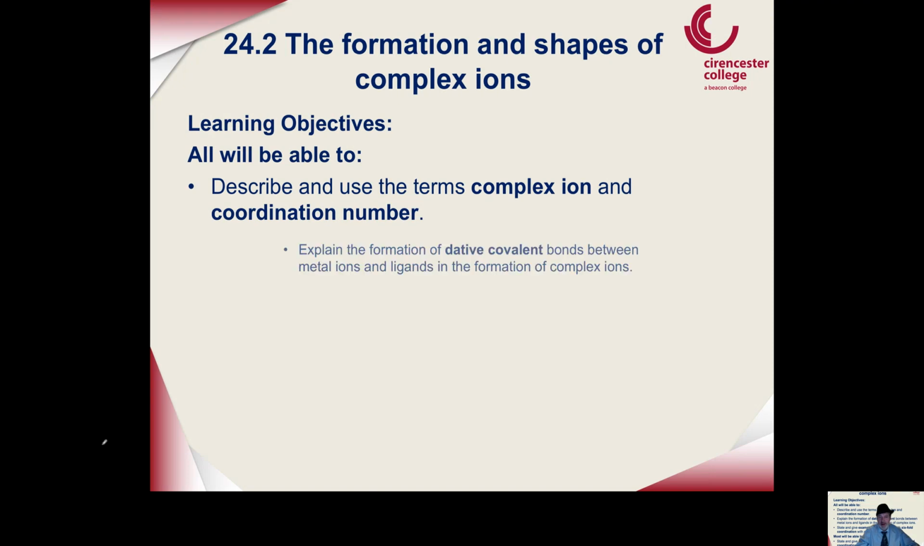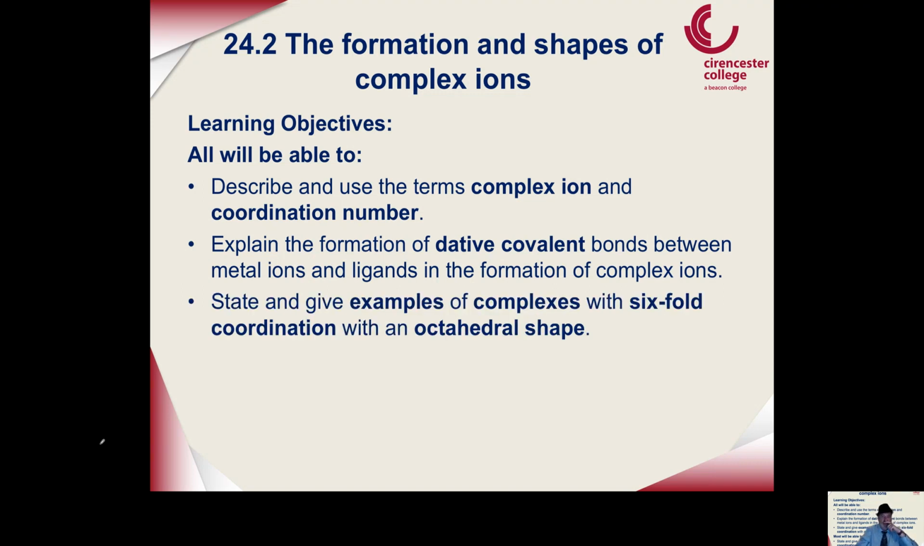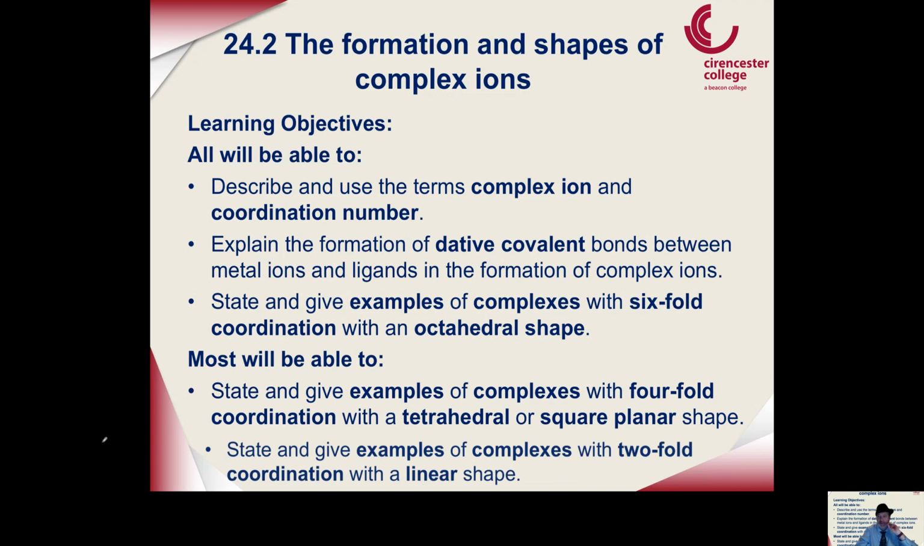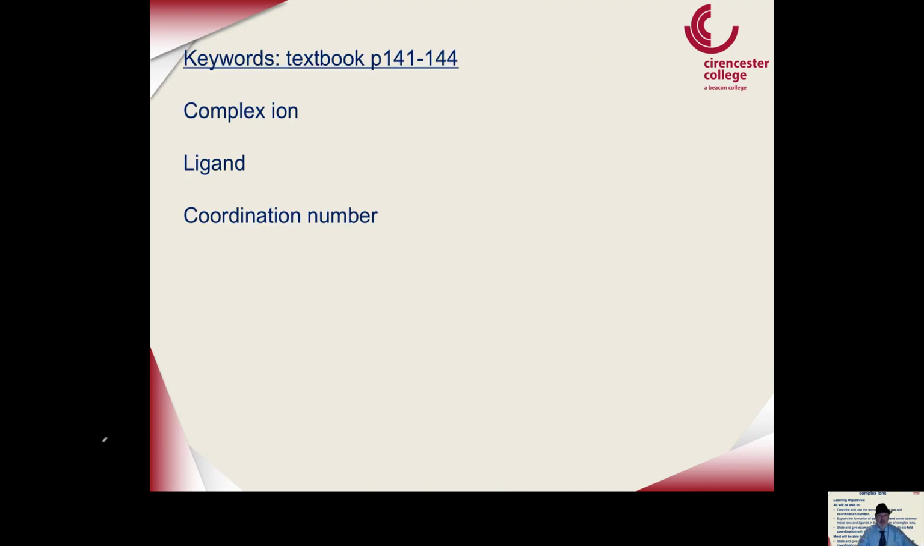Okay, so this is our aim today, to look at the idea of a complex ion. This has quite a few new terms here. So we've got complex ion, coordination number, dative covalence you should be aware of, and we have these complexes, which are complex ions, and they tend to have six-fold coordination with an octahedral shape. Some will have four-fold, which is square planar. And there are some examples where we just have two-fold coordination with a linear shape. Okay, so this is in the textbook, pages 141 to 144. Obviously, please read that and make sure you're au fait with it before the lesson.